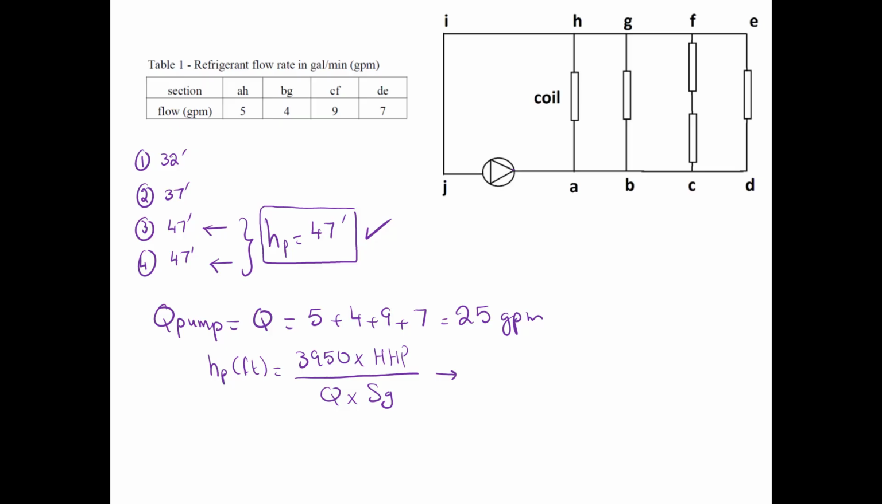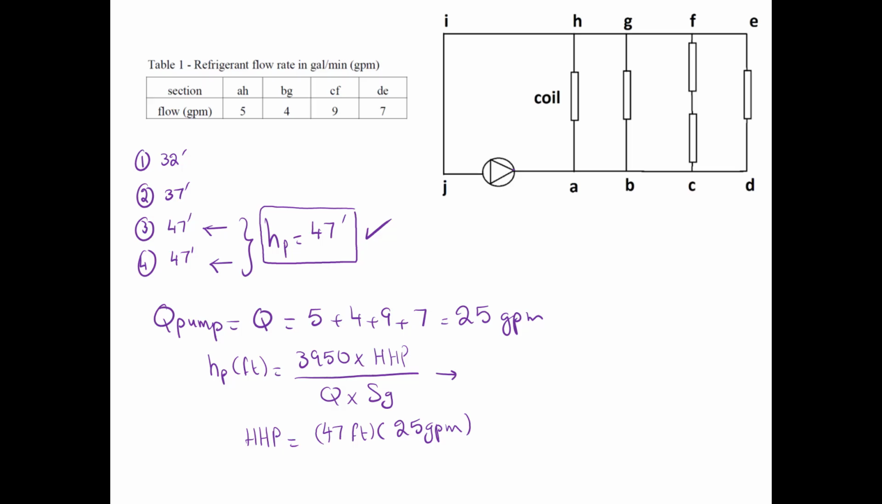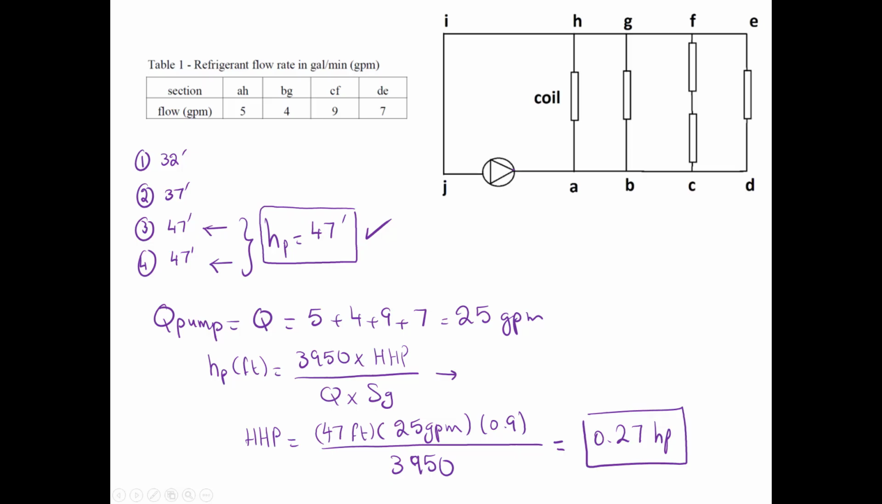So it's the head of the pump, 47 feet, times Q, 25 GPM. What's the specific gravity, do they say? It's 0.9, divided by 3,950, and that would be 0.27 horsepower. All right, thank you.